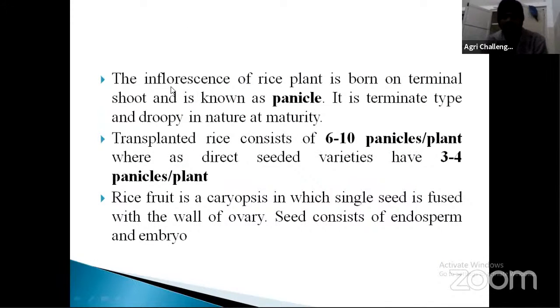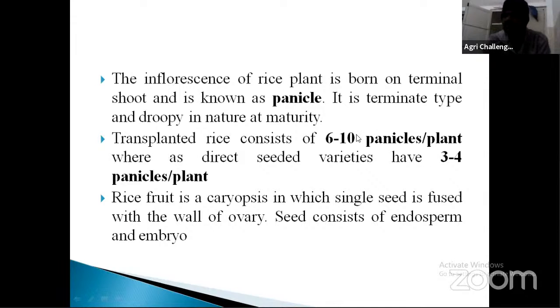And the inflorescence of the rice plant is borne on the terminal shoot and it is known as panicle. At maturity, the panicle becomes very heavy, because of that it may cause lodging if varieties are tall. And this panicle is terminal type and droopy in nature at maturity. Transplanted rice has 6 to 10 panicles per plant, whereas direct seeded varieties have 3 to 4 panicles per plant.